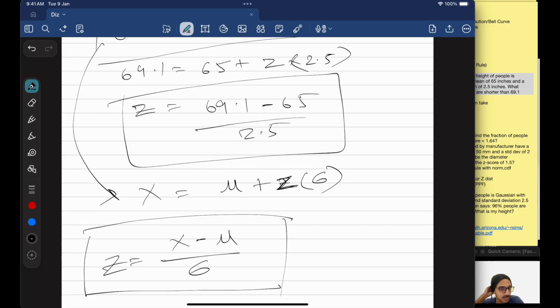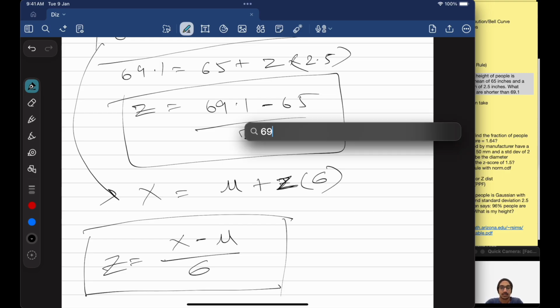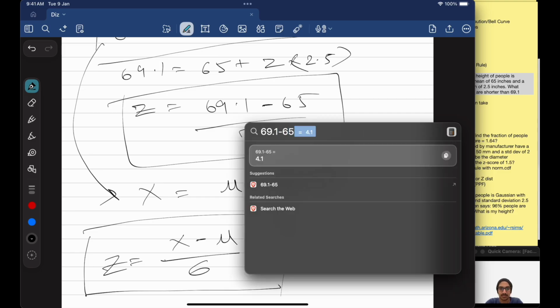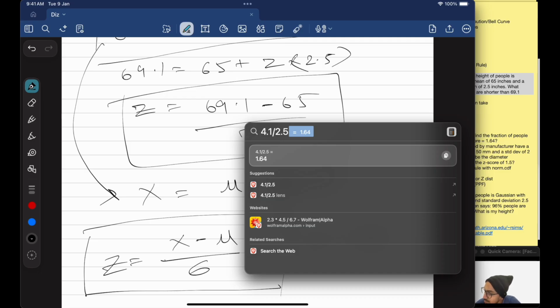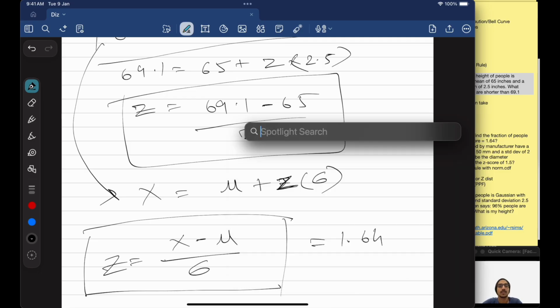We will use this to get the exact probability. So in this case, the exact probability will be what? 69.1 minus 65. So that's 4.1 by 2.5. So that is 1.64. So this will give us 1.64.